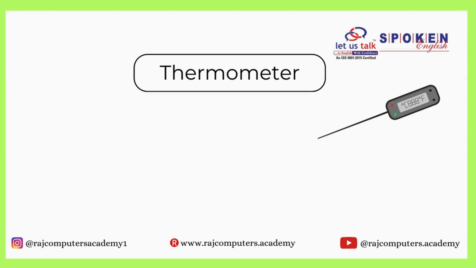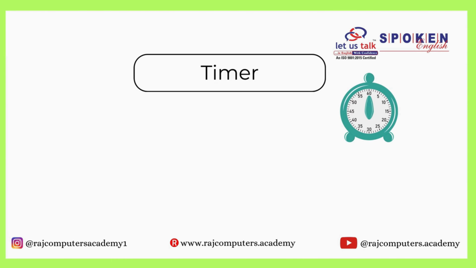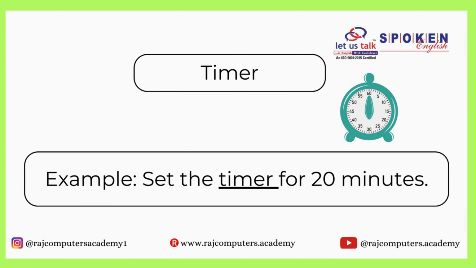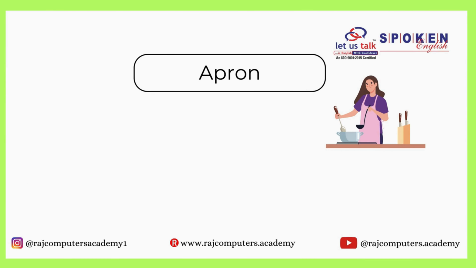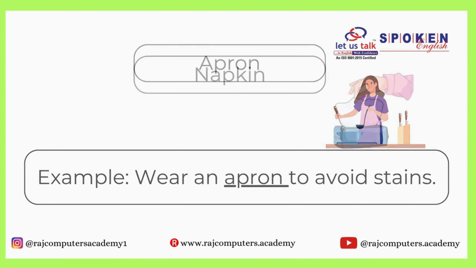Thermometer. Example: check the meat's temperature with a thermometer. Timer. Example: set the timer for 20 minutes. Apron. Example: wear an apron to avoid stains.